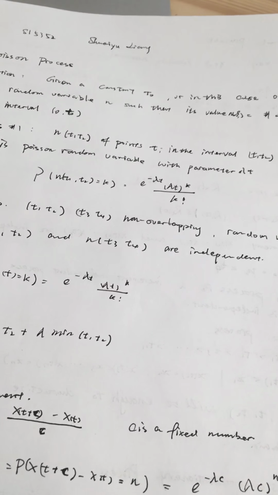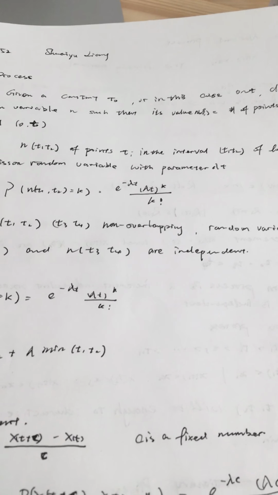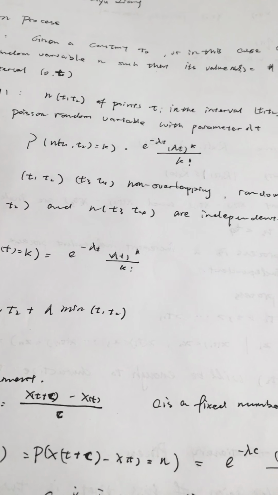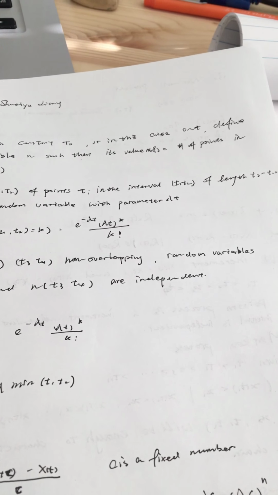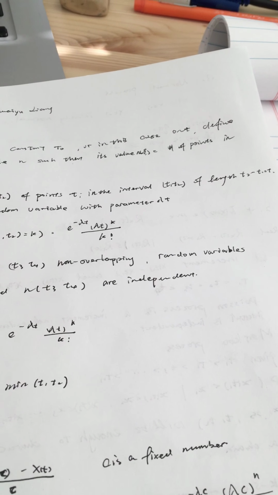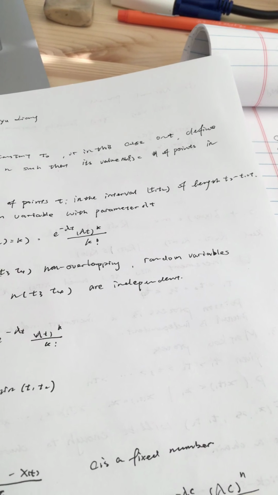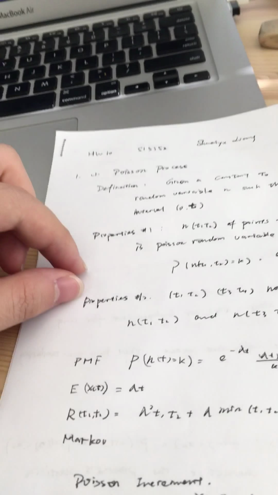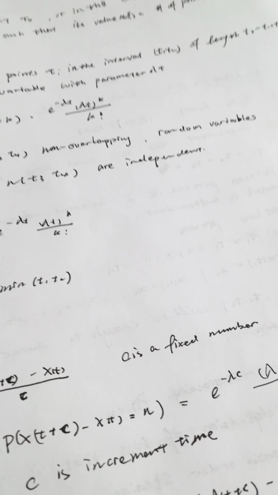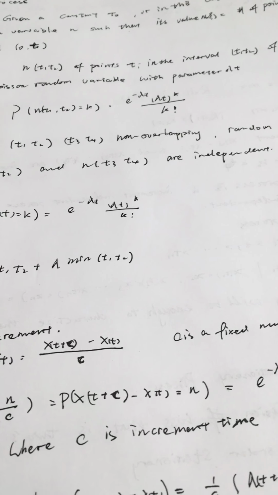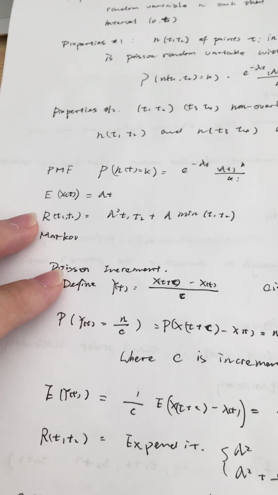is a Poisson random variable with parameter lambda tau, and the probability mass function can be written as the probability that n in the interval t1 to t2 equals k is e to the power of minus lambda t times lambda t to the power of k over k factorial. And property 2 is that if the two intervals, t1 to t2 and t3 to t4, are non-overlapping, the random variables n1 and n2 are independent.